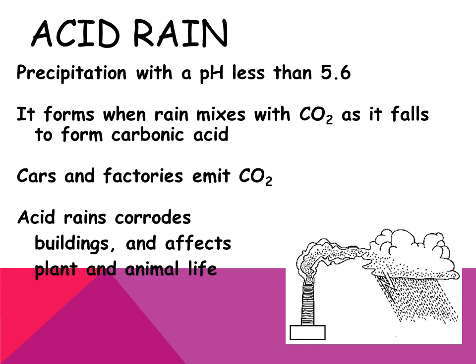The last thing is acid rain. Precipitation with a pH of less than 5.6 is considered acid rain. It forms when rain mixes with CO2 as it falls, and it forms carbonic acid. Cars and factories emit CO2 into our atmosphere, and that's what gives us acid rain. The reasons why we don't want acid rain is because it's going to corrode our buildings, and it's going to affect plant and animal life.